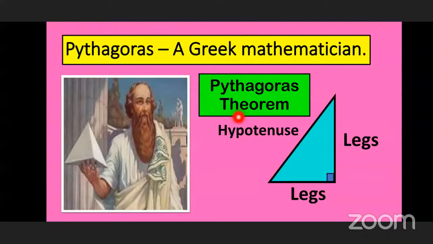So that property is known as Pythagoras theorem. Now let us see what the Pythagoras theorem is, or what the relationship is between hypotenuse and two adjacent sides of right angled triangle. Okay, children?